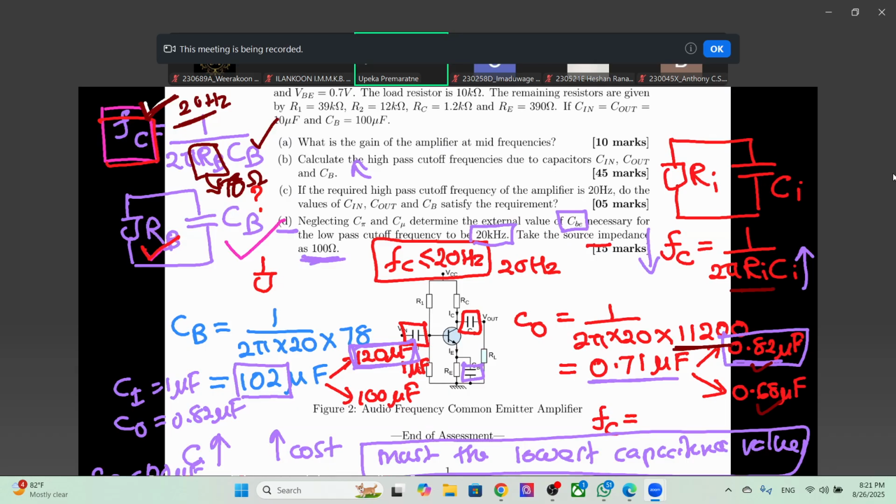So this is a bit different from what we have learned so far. I've straight away said neglect these two values. Okay, so we'll come to this now.